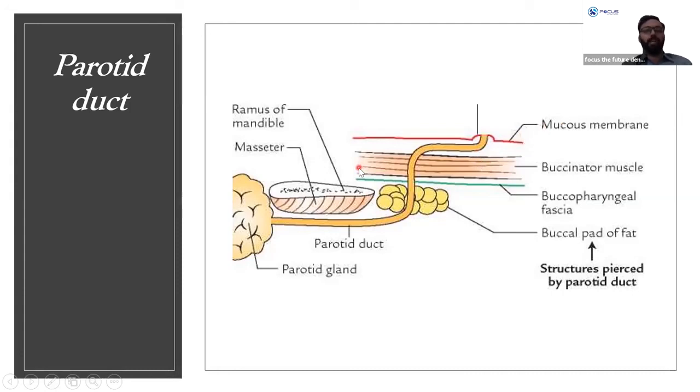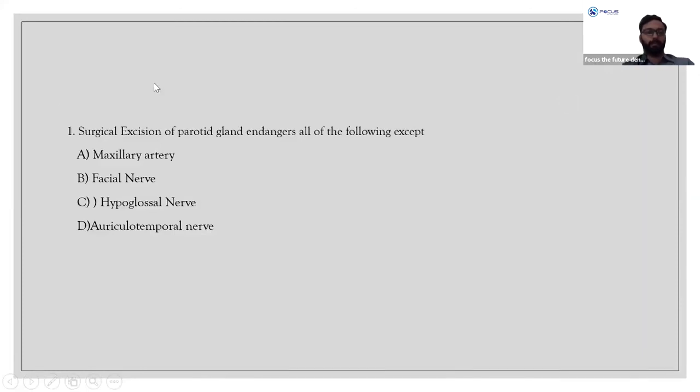So this is regarding the parotid duct, and when there is an accessory parotid gland, it usually occurs somewhere in the region of the duct. Small surgical excision of a parotid gland endangers all of the following except. Just see which structures are within the parotid or near to the parotid, and which one is not near. That will be the answer.